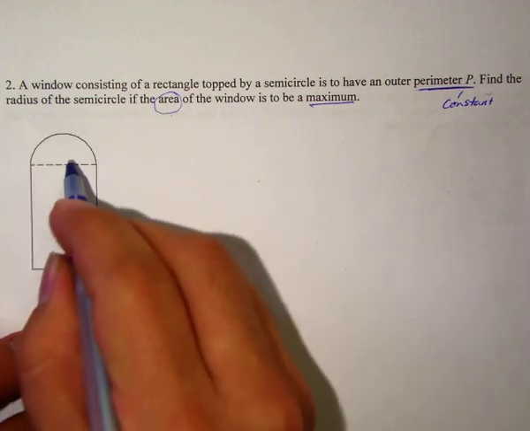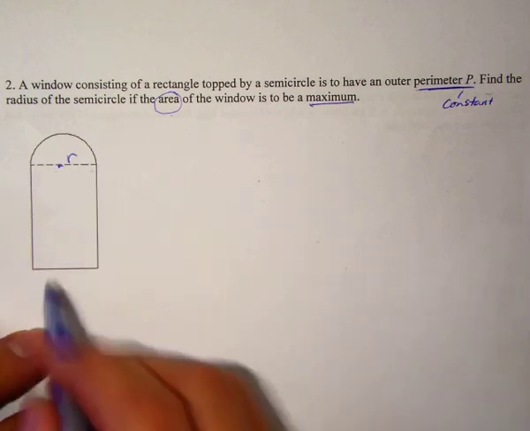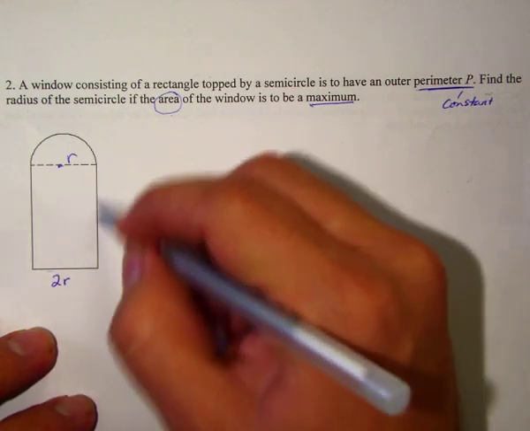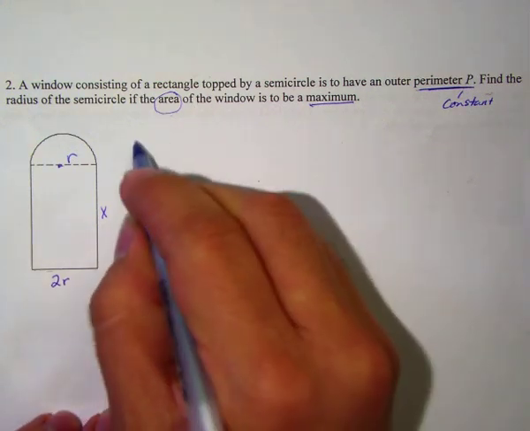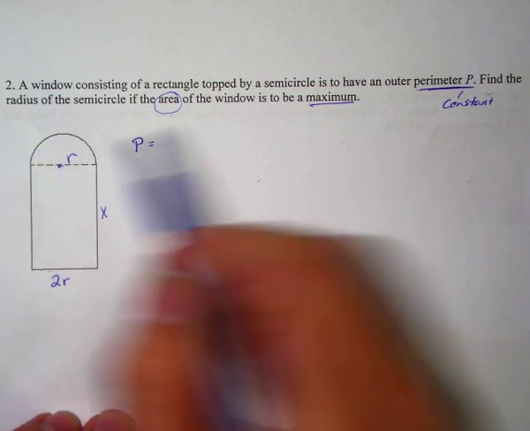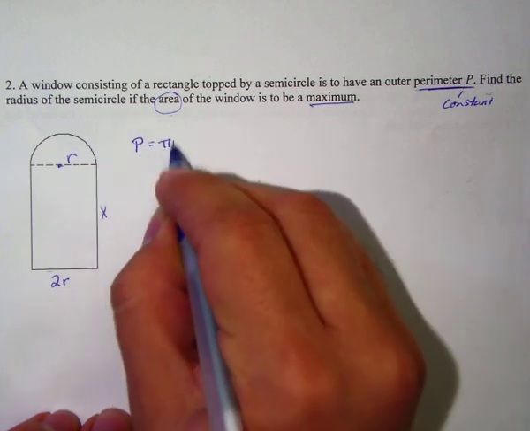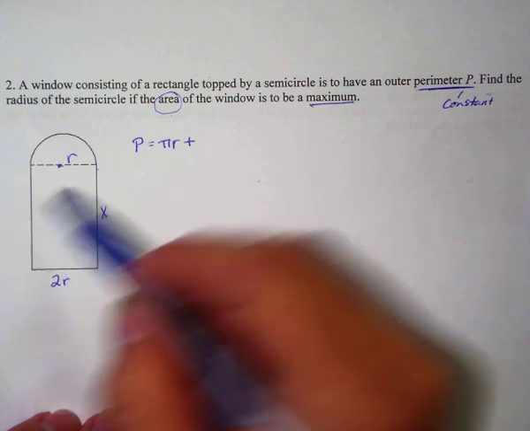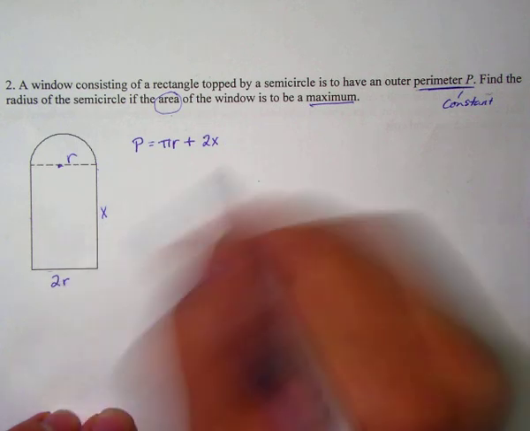the other information. So just labeling the picture here, I'm going to say this is R. If this is R, then this length here is going to be 2R. And I'm going to go and label this X. So the perimeter is going to be this here, which is half of a circle. So since 2 pi r is the circumference, half of it's going to be pi r. And I'm going to add that to 2x's and the 2r.